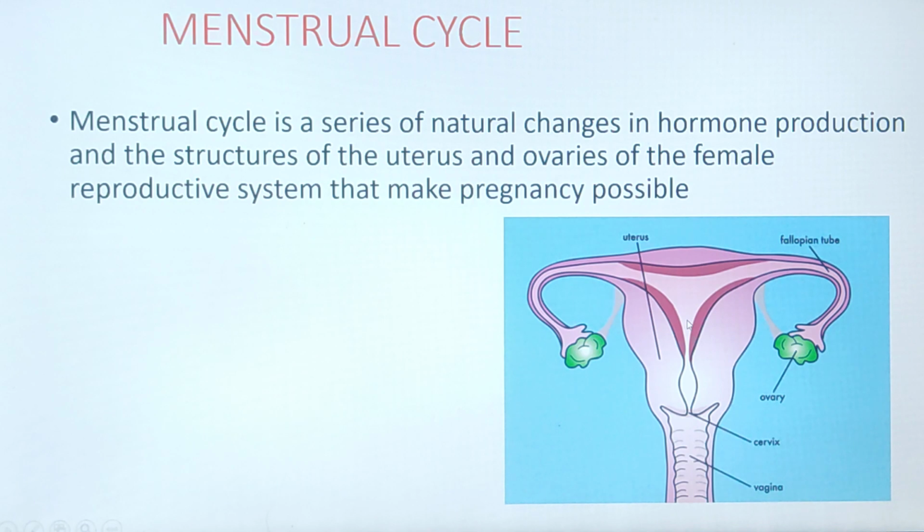Who gets the menstrual cycle? Adolescent girls get the menstrual cycle for the first time in their life in adolescence, between 12 and 18 years. That is called menarche. The first menstrual cycle is called menarche.